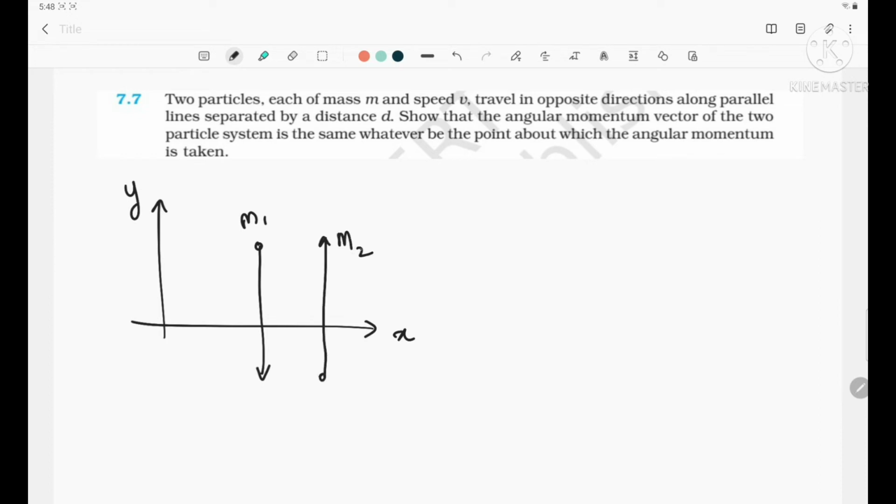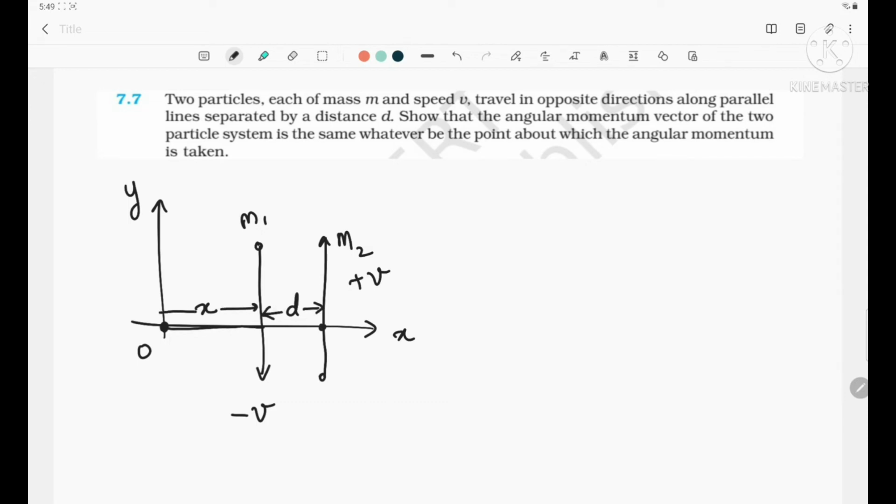Alright, now both of these particles have the same mass. So let us say this is particle 1, this is particle 2. Particle 1 is going with minus v velocity because it is going in the negative y direction, and particle 2 is going with plus v velocity. The distance of the first particle from the origin is x, and the distance of the second particle from the origin is x plus d, because this length is equal to d.